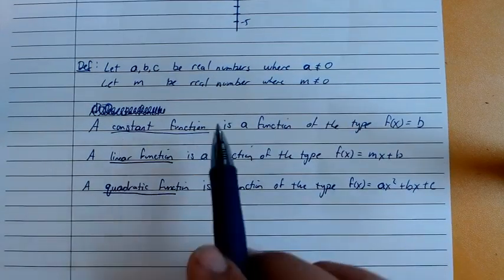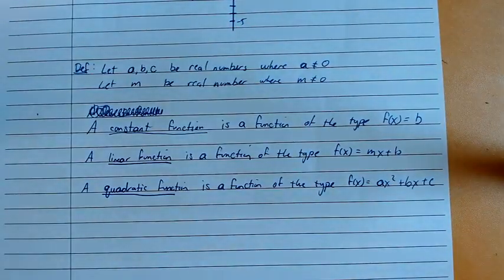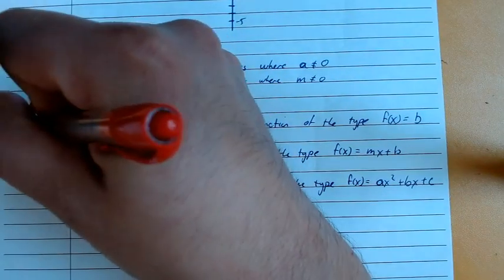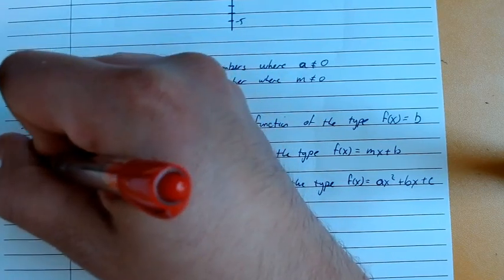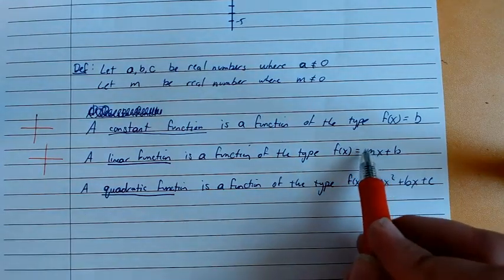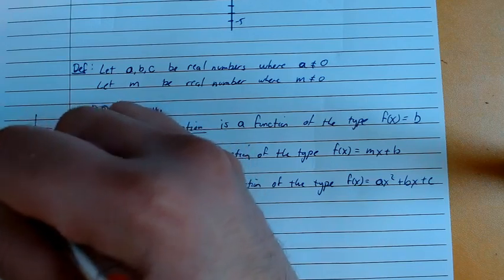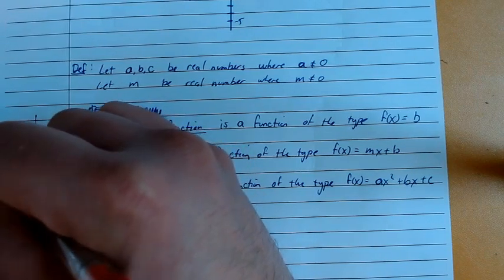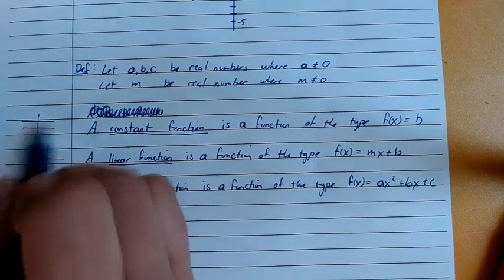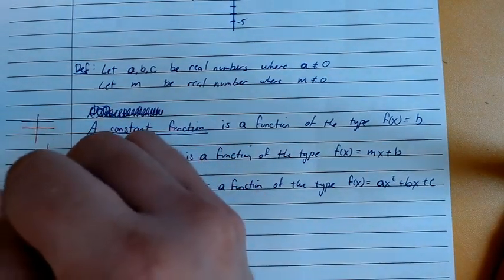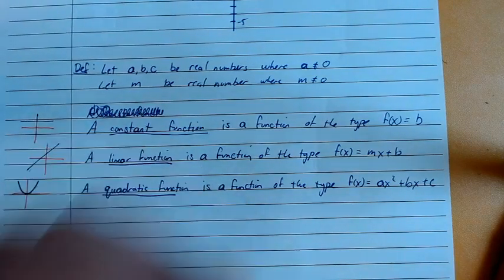So a constant function has a graph that is a horizontal line. A linear function has a graph that is a slanted line. Again, if the slope is not 0, the graph is going to be diagonal. And the quadratic function is going to have that parabola shape, as we saw a moment ago. Constant, flat, linear, diagonal, and quadratic is a parabola.